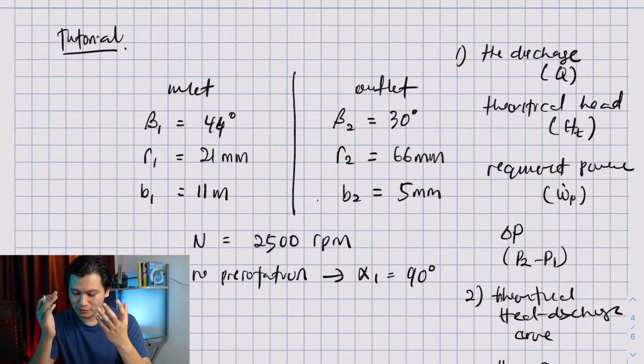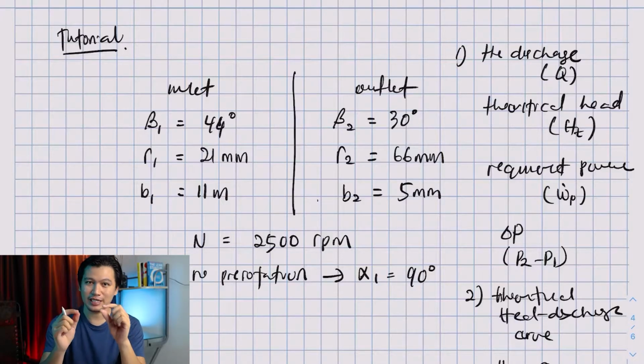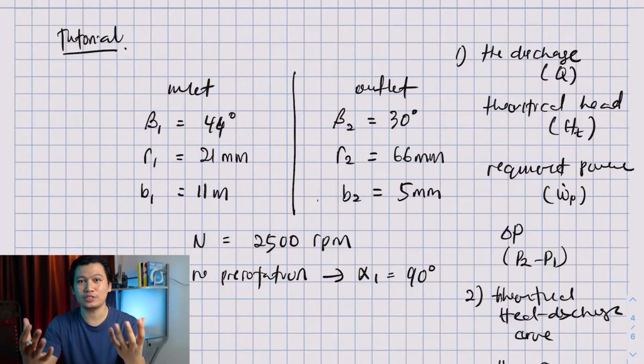Now let's try and solve question number 1, which is discharge, theoretical head, required power, and delta P. The key for any turbo machinery equation, particularly the pumps and turbines that you're going to learn later, is to find out what the velocity triangle looks like. Preferably you will need to find all the velocities in the velocity triangle and also figure out the angles, the absolute flow angle and relative flow angles inside the triangle. Once you have that, you basically can solve anything that the question wants you to solve. So why don't we construct our velocity triangle for inlet and exit of the pump.